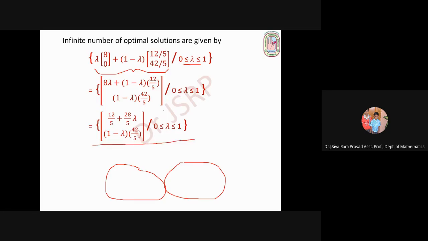So this set gives infinite number of optimal solutions by substituting lambda values between 0 and 1. Since between 0 and 1 we have infinite number of values, we get infinite number of optimal solutions. Here observe, if you take lambda equal to 0, we get the second solution, that is 12 by 5, 42 by 5. If you take lambda equal to 1, we get the first solution. Take lambda equal to 1, 1 minus 1 is 0. This becomes 0. Here this becomes 8. So this set gives infinite number of optimal solutions.